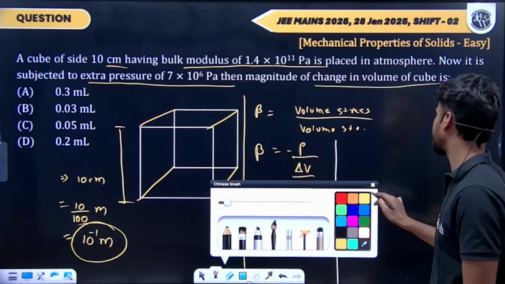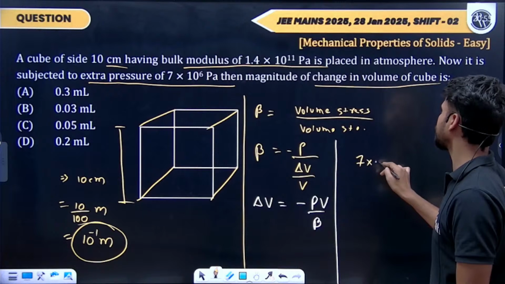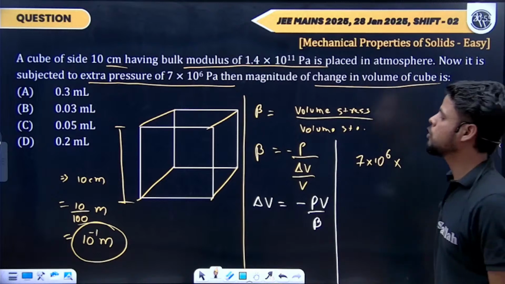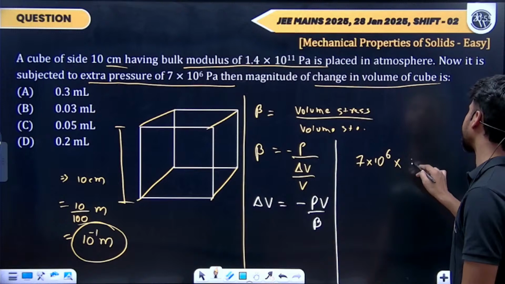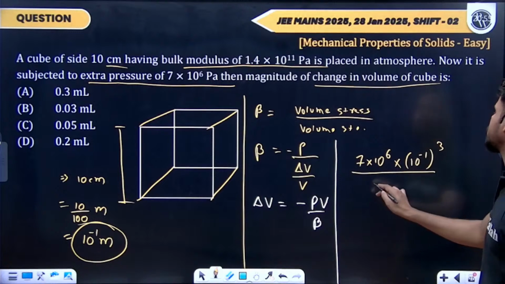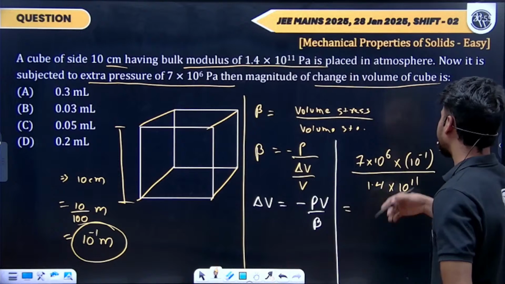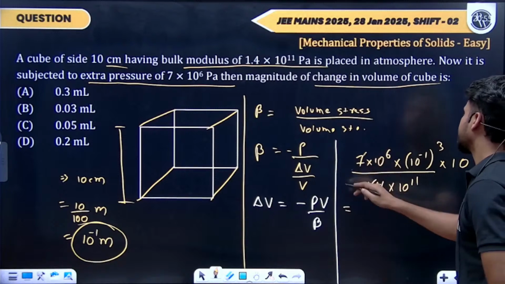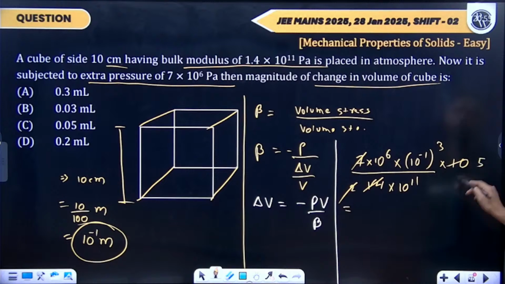Now putting the values, pressure is 7 into 10 raised to the power 6 Pascal. Volume is the cube of the side, which is 10 raised to the power minus 1 meter, so 10 raised to the power minus 1 the whole cube, upon bulk modulus. Bulk modulus is 1.4 multiplied by 10 raised to the power 11. So on calculating this, if we remove this point, then we will get a 10 here. 7 divided by 14, this will be 2. 10 by 2 we will get 5.